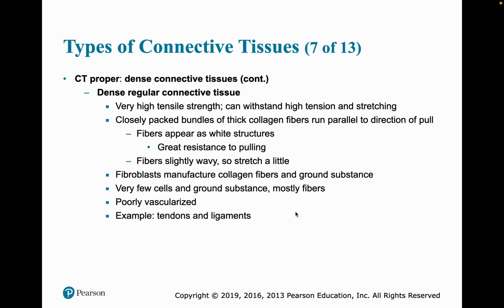Fibroblasts manufacture those collagen fibers and ground substance. There are very few cells and little ground substance. It is mostly fibers. It is poorly vascularized, and what we're talking about here are really tendons and ligaments, and that's why it's very difficult to naturally heal damage to tendons or ligaments. The resources just aren't there.